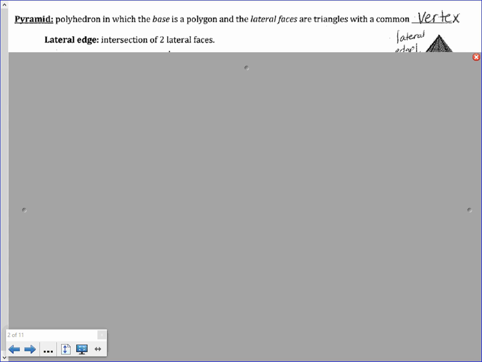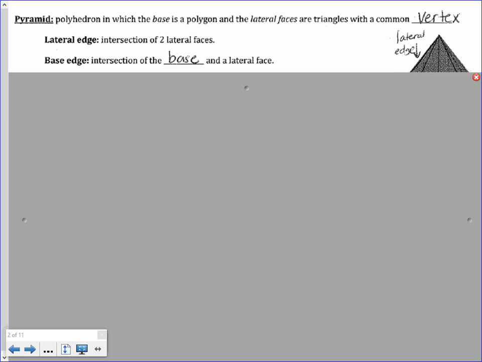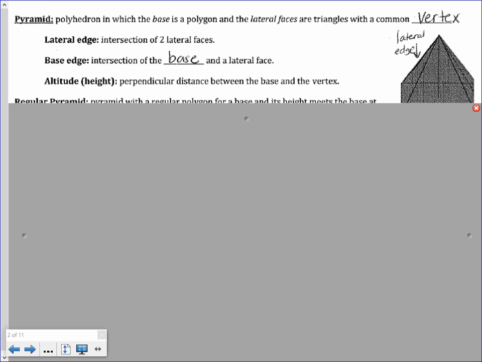The lateral edge is still the intersection of two lateral faces. We've talked about that. The base edge is the intersection of the base and a lateral face. Those aren't horribly pertinent words that you need to know. You have lateral edges all around the sides, and you have a base edge all around the bottom.